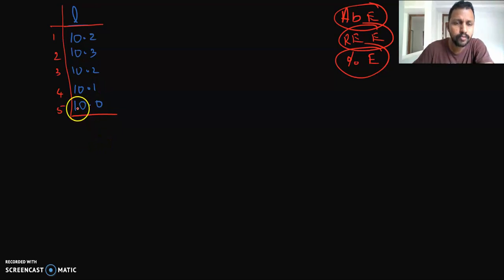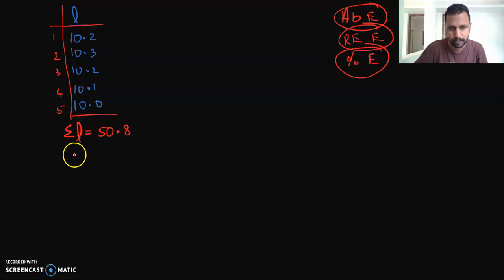Okay, for finding out the absolute error, relative error, percentage error, these are the 5 measurements, and let's find out the sigma L value. Sigma L means the sum of all these values, and if I take the sum of all these values, I will get 50.8. Then let's find out the mean value of the measurement.